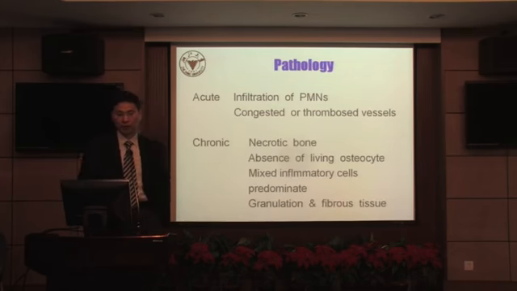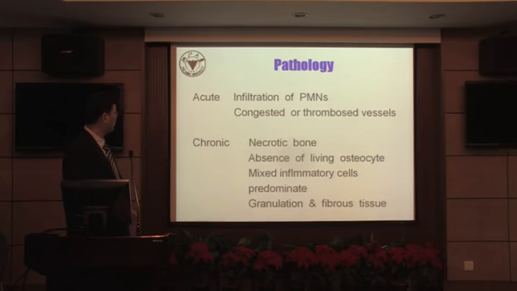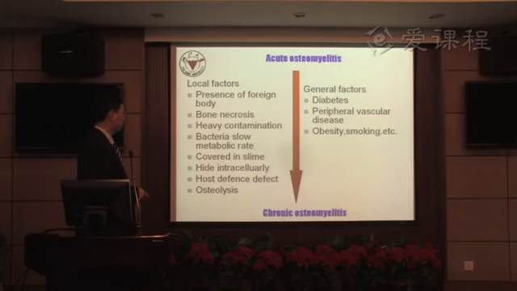The pathology. We know acute osteomyelitis always involves infiltration of PMNs and congested or thrombosed vessels. The chronic one, however, always shows necrotic bone, the absence of living osteocytes, and mixed inflammatory cells predominate in the disease.